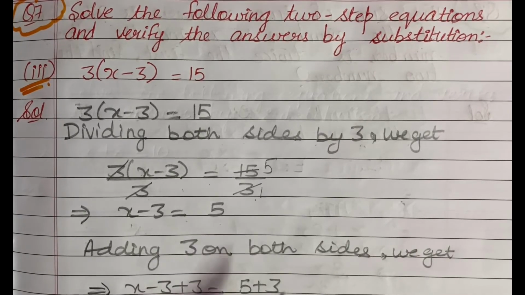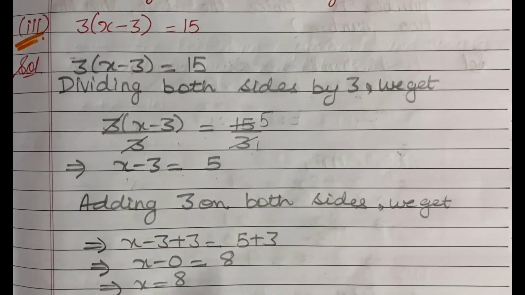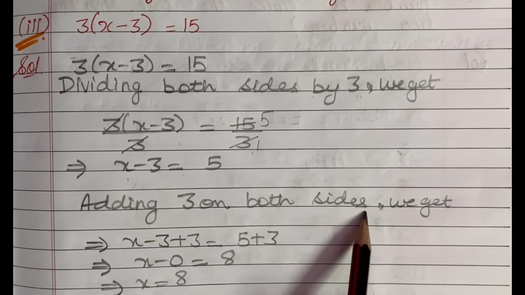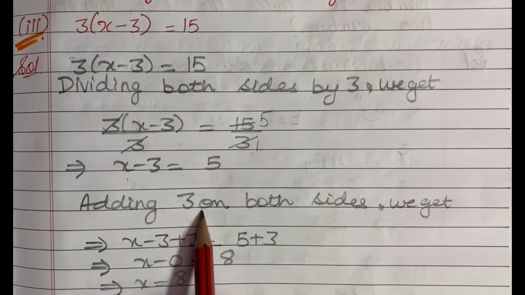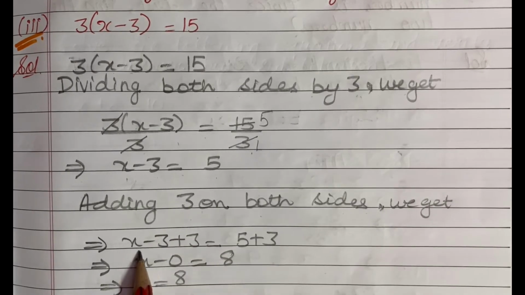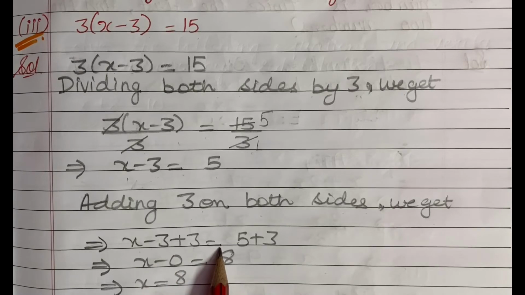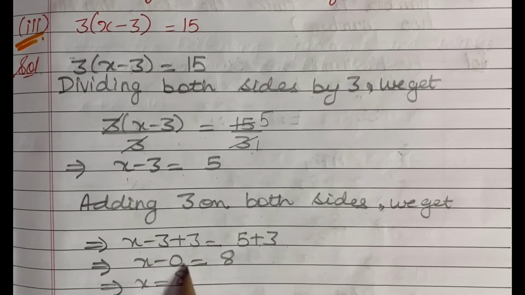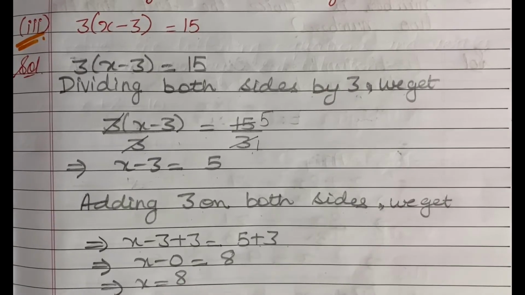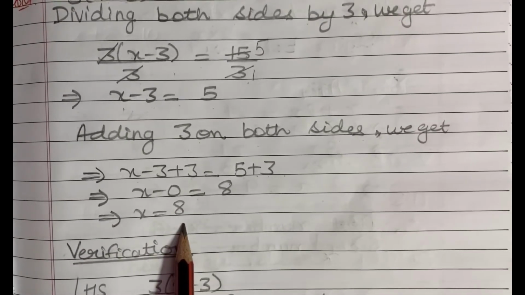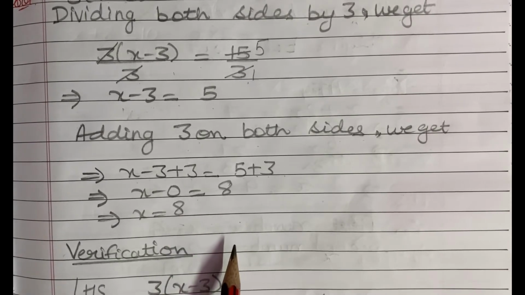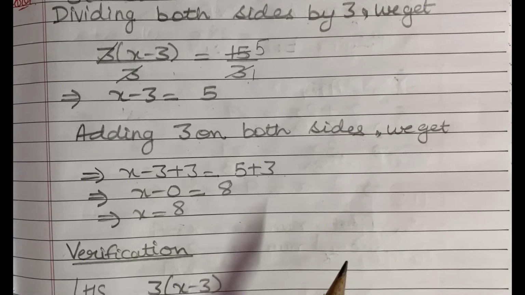Now what we will do in the next step, in order to remove this 3, we will add 3 on both sides, and on adding 3 on both sides we will get x minus 3 plus 3 is equal to 5 plus 3, and on solving this we will get x minus 0 is equal to 8. That means x is equal to 8 is the solution of the equation. Now students, it is also written that verify the answer by substitution. Substitution means by putting the value.